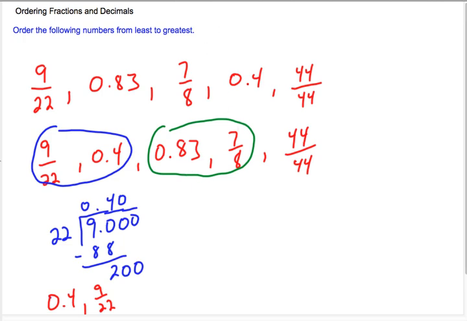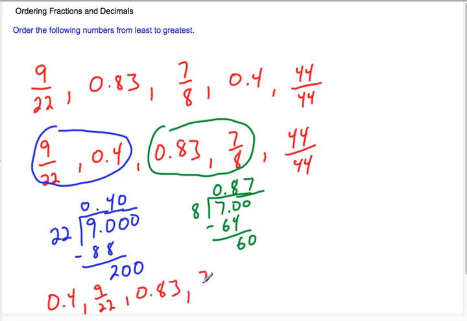Now we need to deal with the green ones here. So let's turn 7/8 into a decimal by doing some long division. So 7 divided by 8. It goes in 0.8 to start, so 64, and we get a 6. Yeah, so that's going to go in, what, 5 times? No, 48, 7 times. Okay, so we already know, we don't have to finish because we already know 0.87 is larger. So that's going to give us some more info. So now we're at 0.83, we're at 7/8, and we can finish with 44/44.